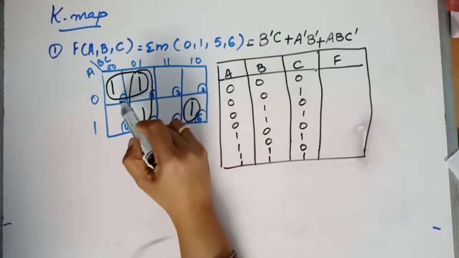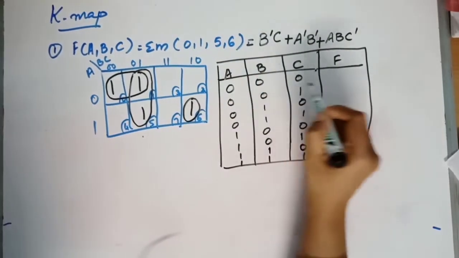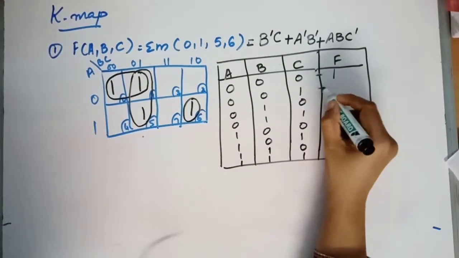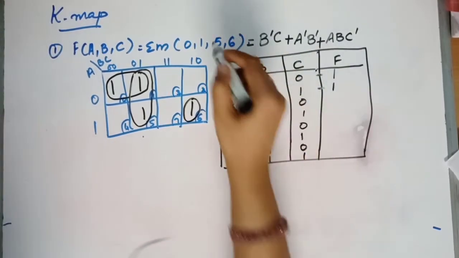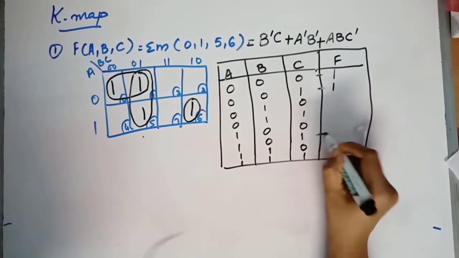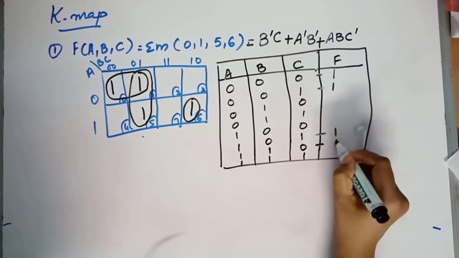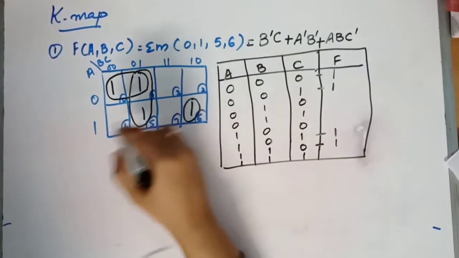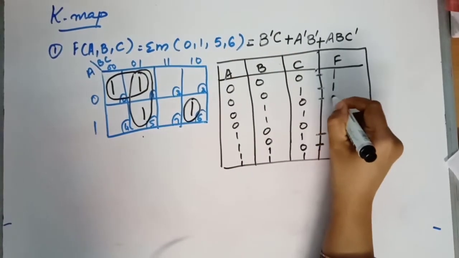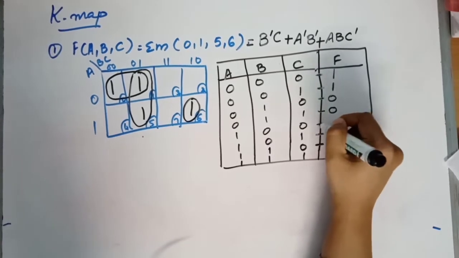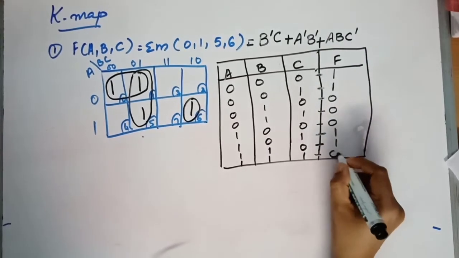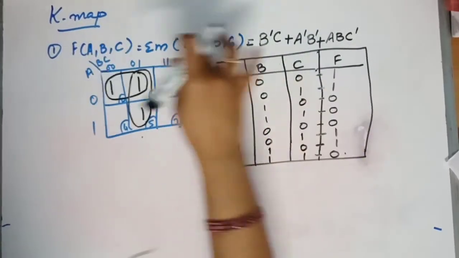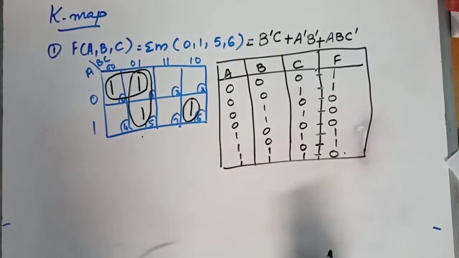So 0 means 0, 0, 0, it's 1. Then 1, for 1 also it's 1. Then 5, this is 5, and this is 6. So for these, the output is 1. And for others, we have not marked anything, so that means for others, the output is 0. So this is how you draw the truth table. So this is the actual meaning of the total Boolean expression.